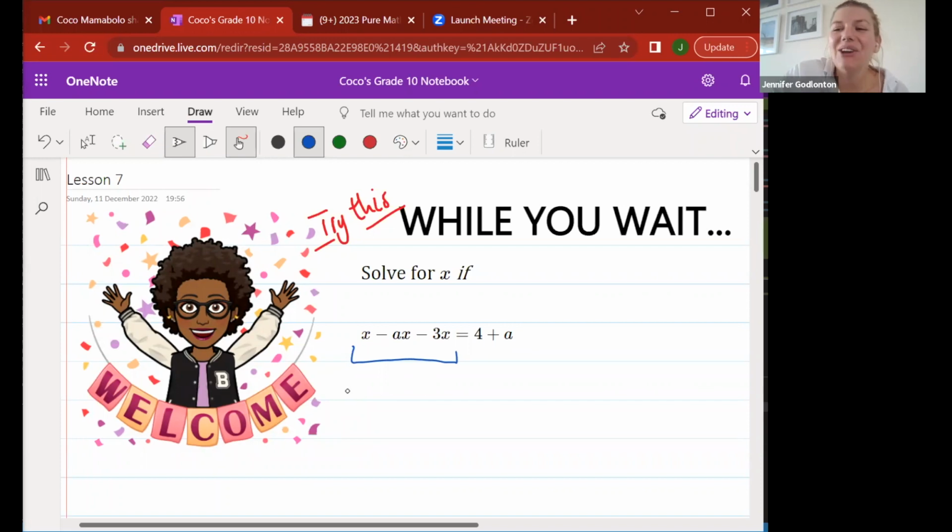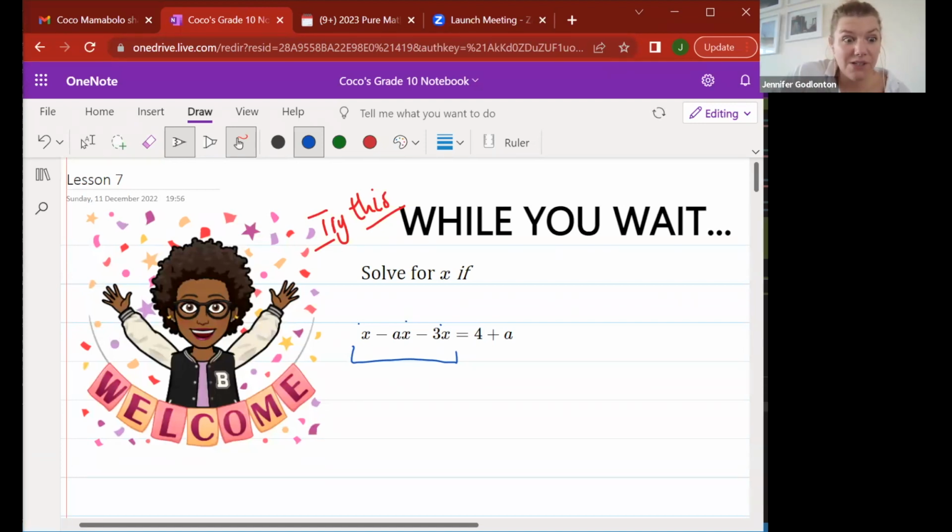I'll give you a clue, and my clue is factorization. Maybe that will help you figure out what to do. How can I factorize those 3 terms? These 3 terms, 1, 2, 3. How can I factorize them to get that x out of them?